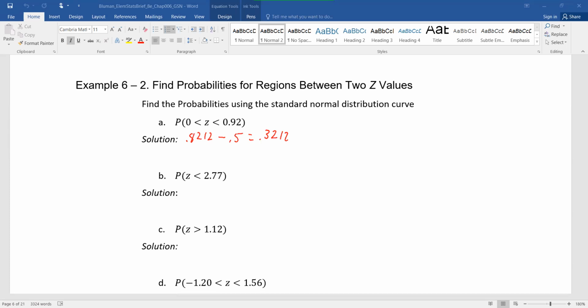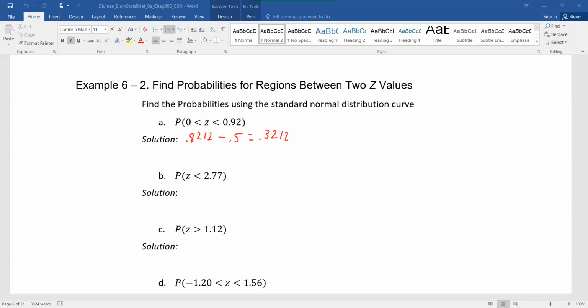Perfect. So that is your probability. You have a 32% chance of finding some of your data between 0 and 0.92. So it's the same math, a different way to ask the same question. The area is the same thing as your probability.